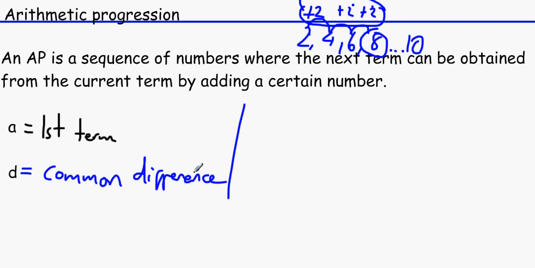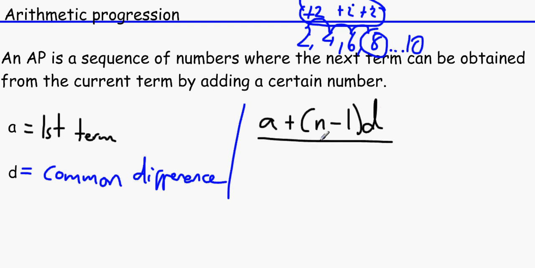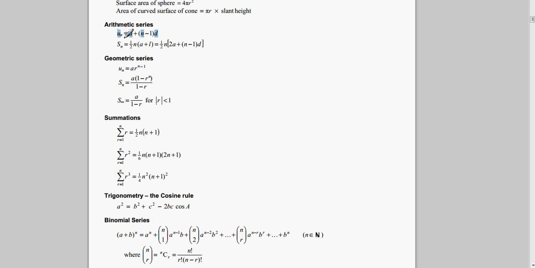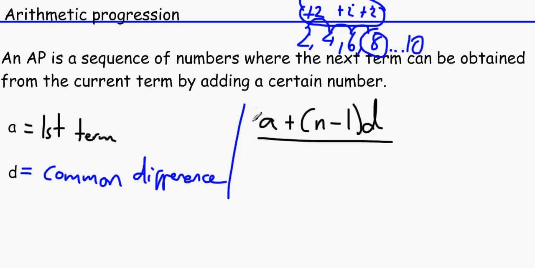In order to find out what the next term is going to be, what the last term is going to be, we use A plus n minus 1 D. That is right here in your formula book as well: un equals a plus n minus 1 d. You can write un as well here. I'm going to explain that. So say, for example, we use 2, 4, 6, 8, 10.